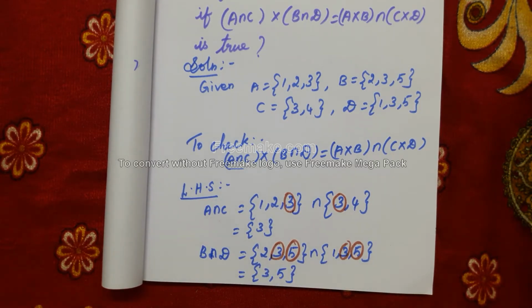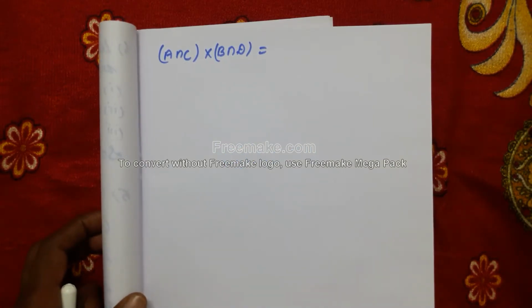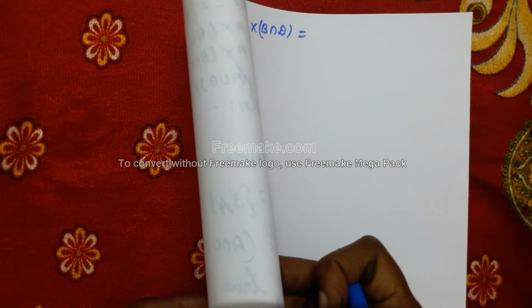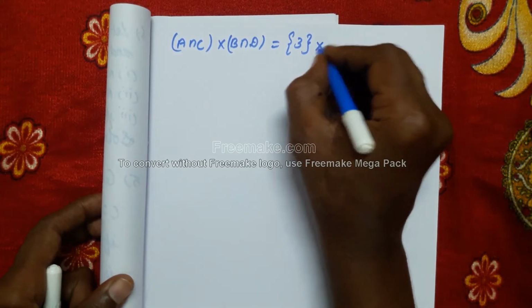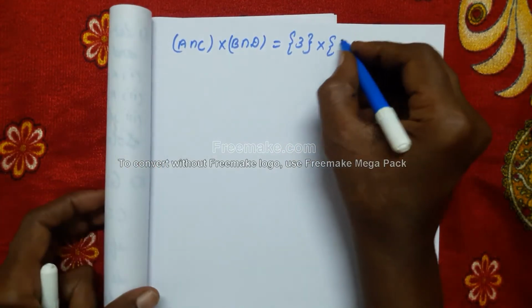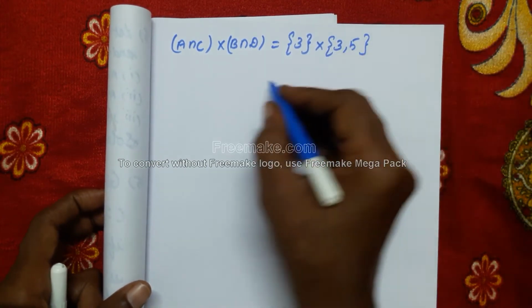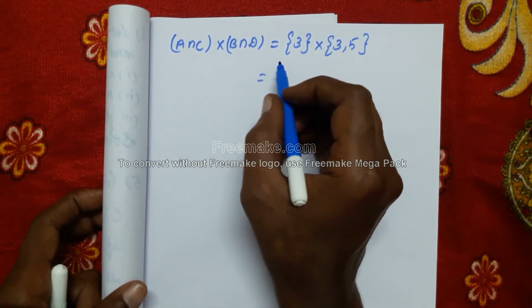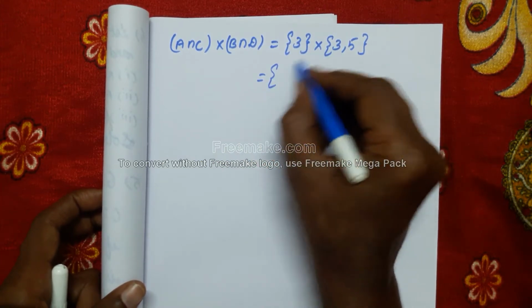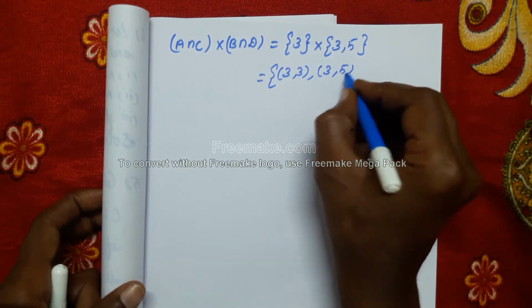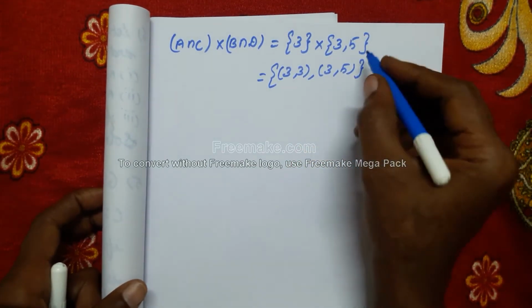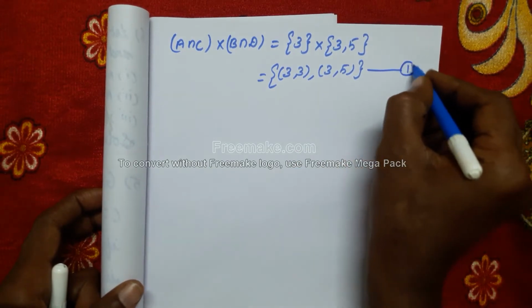Now we have to find out A intersection C cross B intersection D. What is A intersection C? 3. Cross, what is B intersection D? Already we have found 3, 5. So A intersection C cross B intersection D is 3, 3 and 3, 5. Clear? This is the left hand side, equation 1.